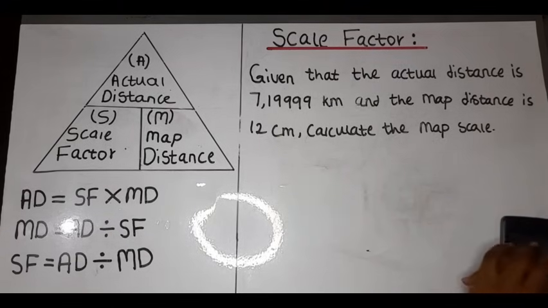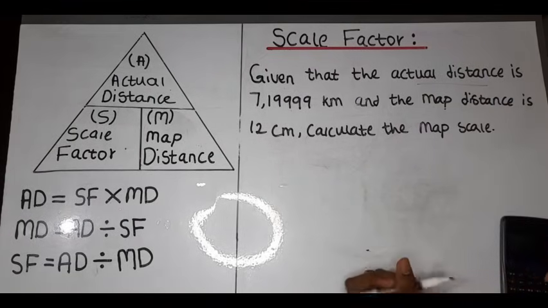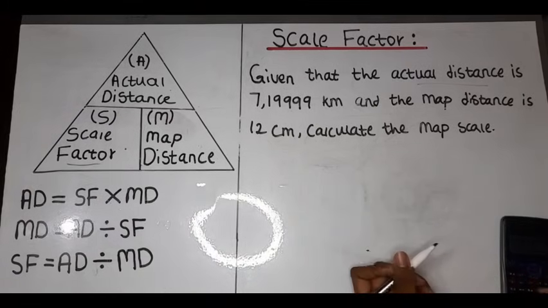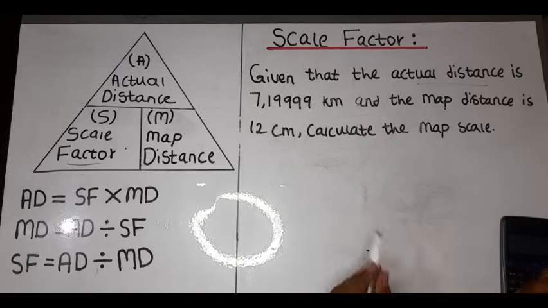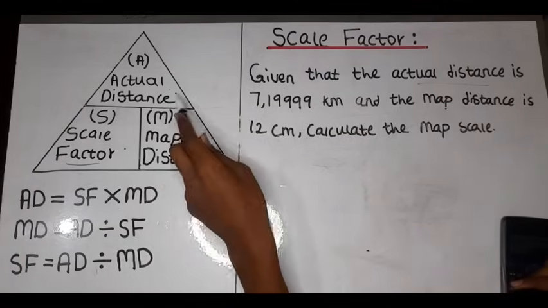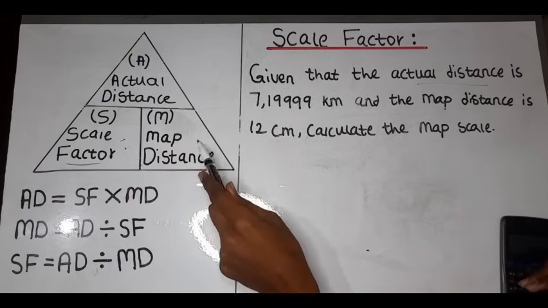So in this scenario, we have been given the actual distance and the map distance. So we have to find the what? We have to find the scale factor. So we go to the formula. The formula to calculate the scale factor says that the scale factor equals actual distance divided by map distance.